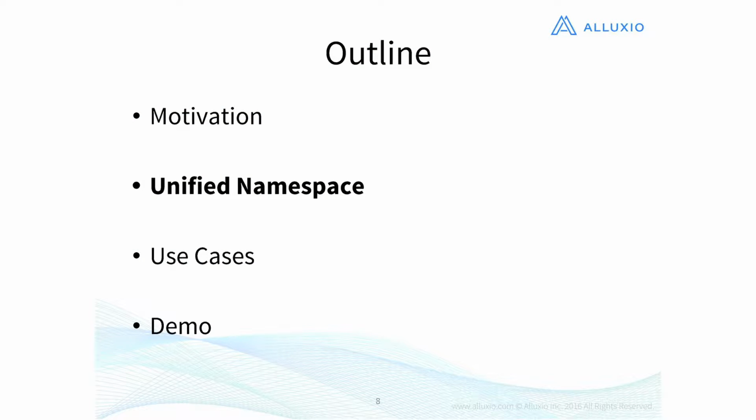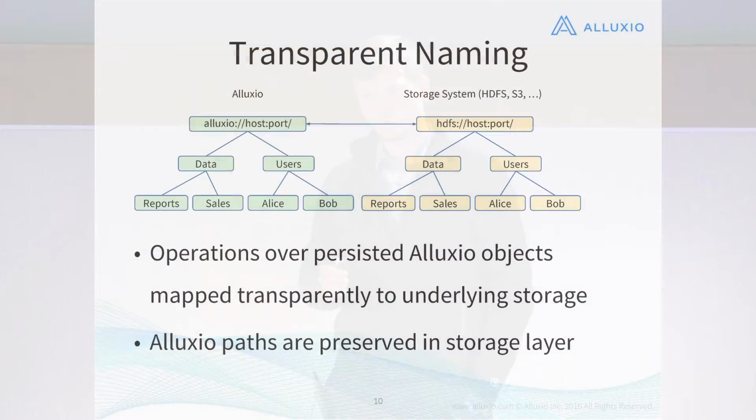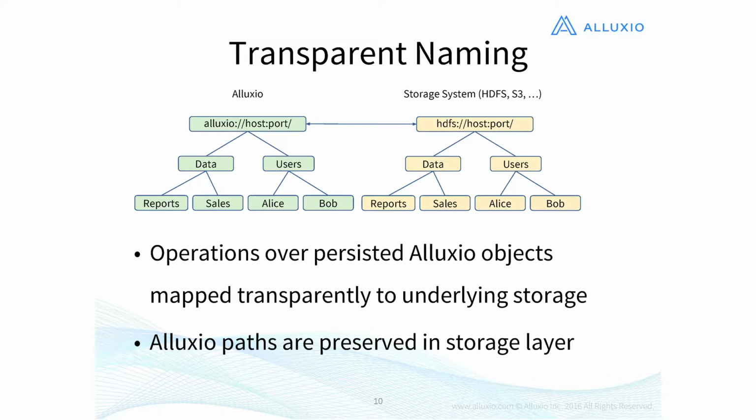So now that I've provided some motivation for Alluxio's unified namespace feature, let me tell you a little bit more about what it actually is and how it looks in practice. Unified namespace, in my mind, is an abstraction that makes it possible for applications to access different storage systems through the same interface without really worrying what particular storage system the application is talking to. And the way it accomplishes this is through several concepts.